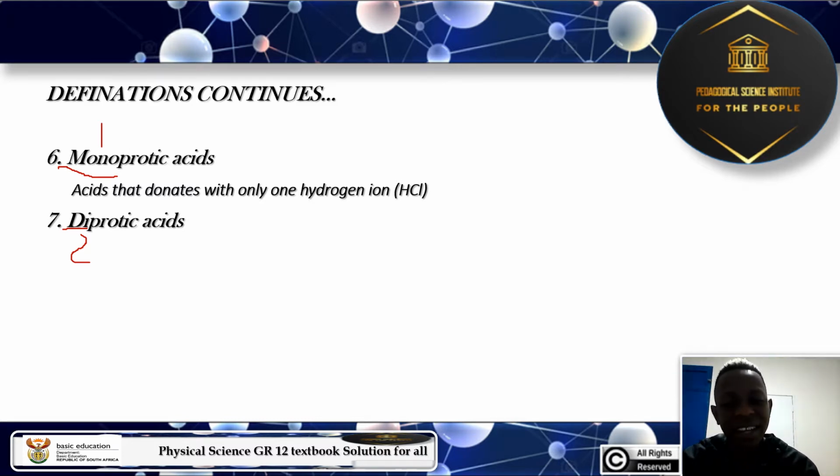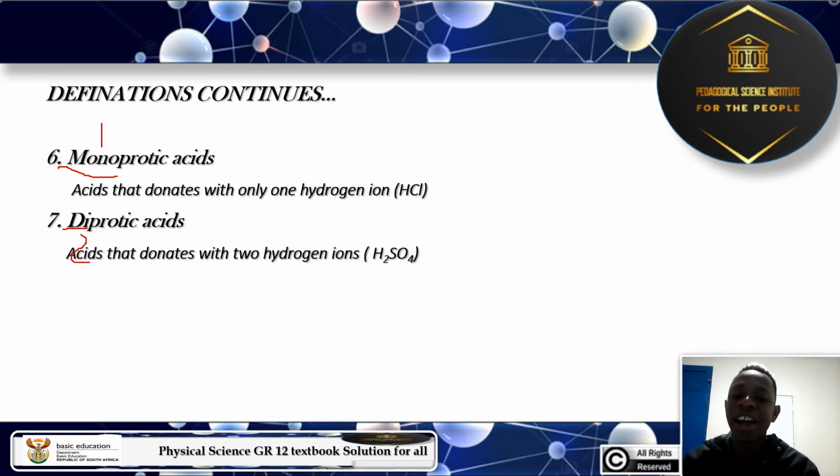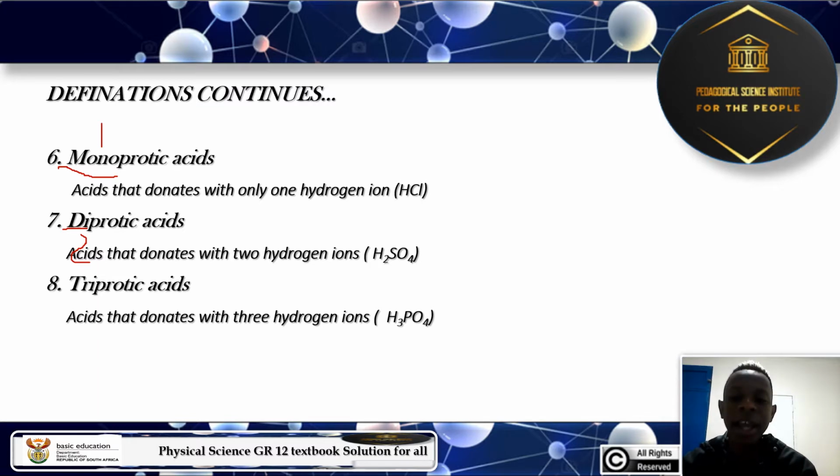Once they donate, they do not have any other hydrogen to donate. Hence, diprotic acids have two hydrogen ions; they donate two hydrogen ions. Then we have triprotic acid, which donates three hydrogen ions. An example of a monoprotic acid is hydrochloric acid, HCl, as you can see. Once it donates that H, it cannot donate again. Diprotic acid is, for example, H2SO4. It can donate and donate.